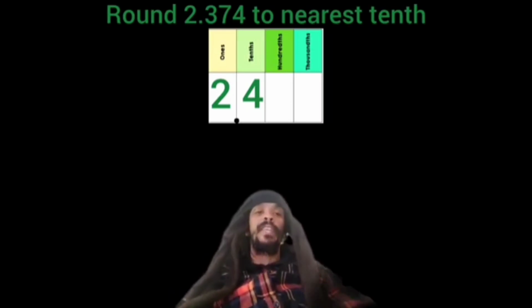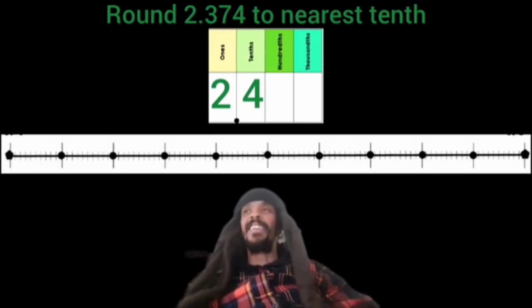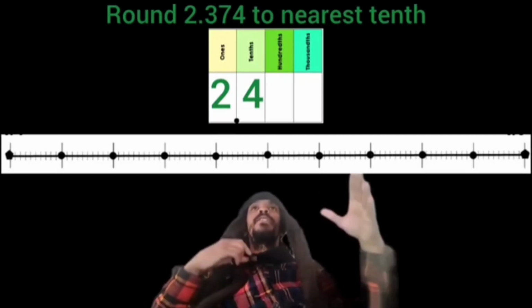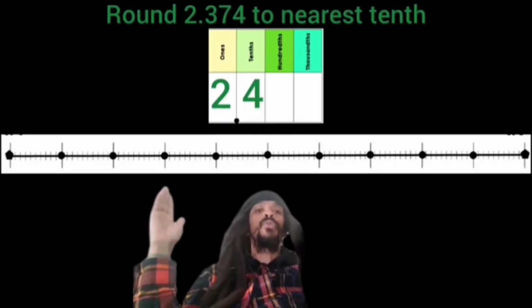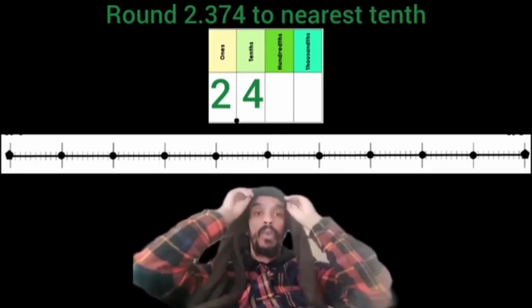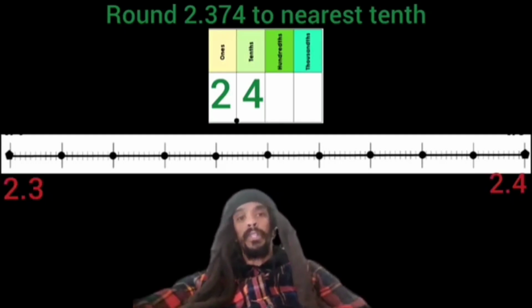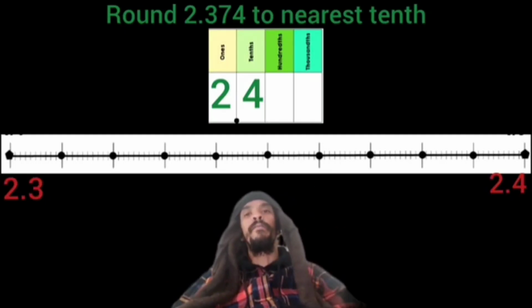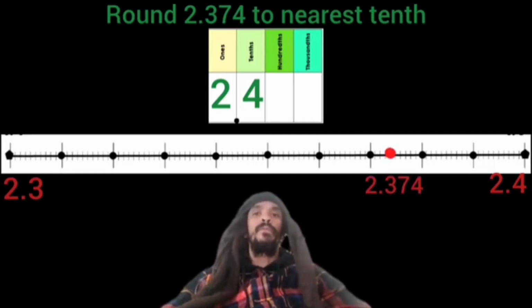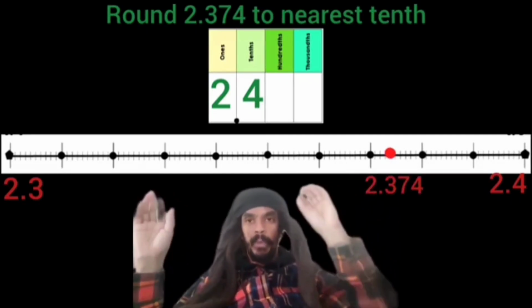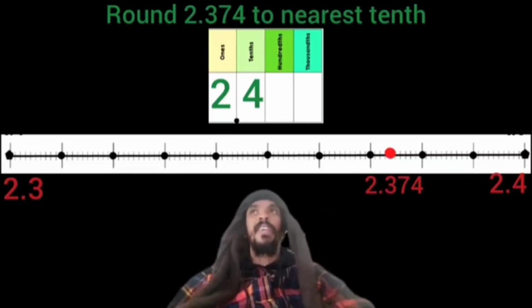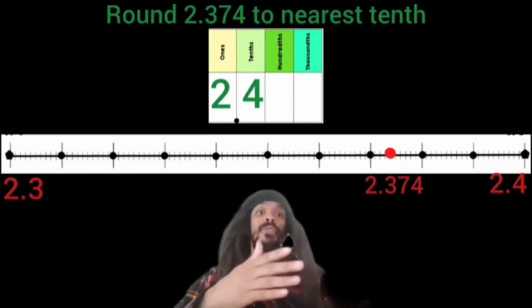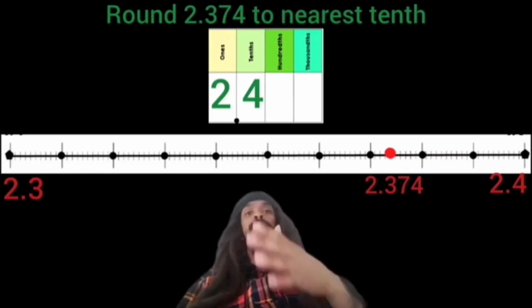All right, and let's go ahead and check that again with our number line. So this time, it's a little different with our number line because we're not rounding to the whole number. So our beginning and ending numbers are going to be based off our tenths. So our beginning number would be 2 3/10, and our ending number would be 2 4/10. And we can go ahead and mark our number 2 and 374 thousandths. We could locate that between 2 3/10 and 2 4/10. And when we mark it, we'll notice that it's closer to 2 4/10, which reinforces what we did earlier with our estimation.